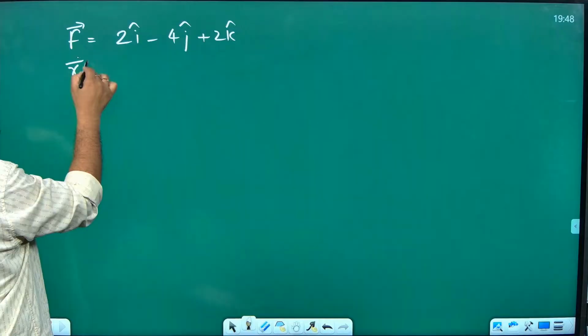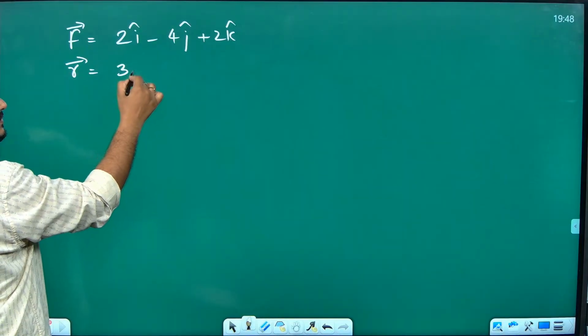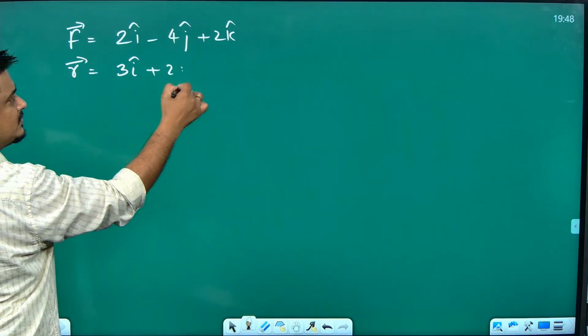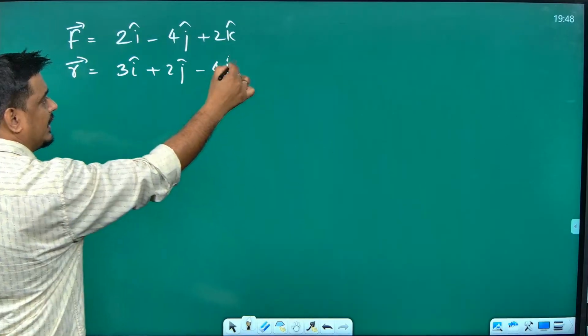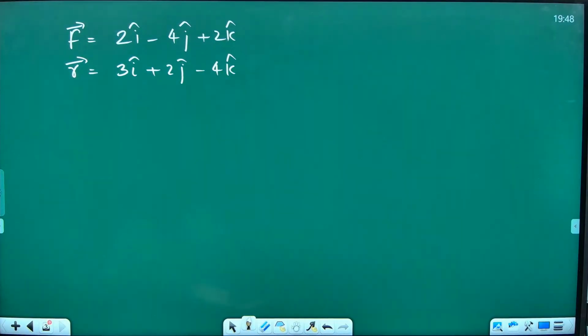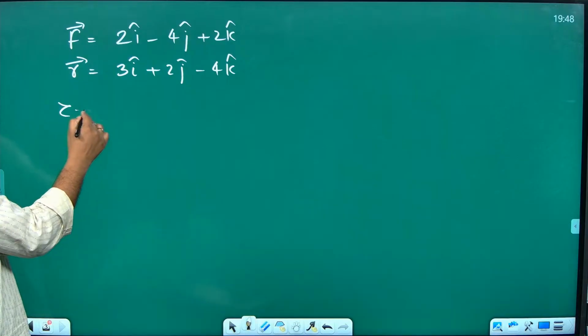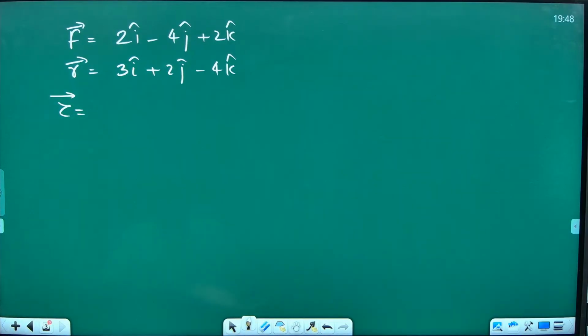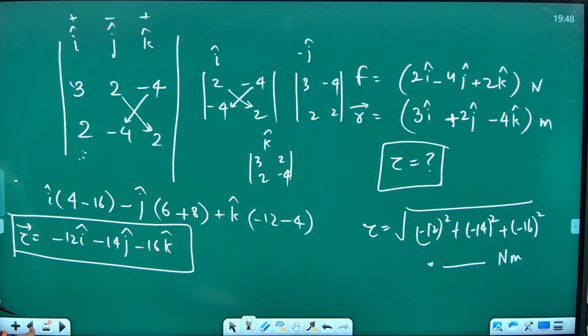And what is the r vector given? R vector equal to 3 i cap, plus 2 j cap, minus 4 k cap. Next method I will teach you. Listen to me. It's a longer method, but this only is there in your syllabus now. Determinant I have taught to you, but the determinant topic itself will come in 12th standard.